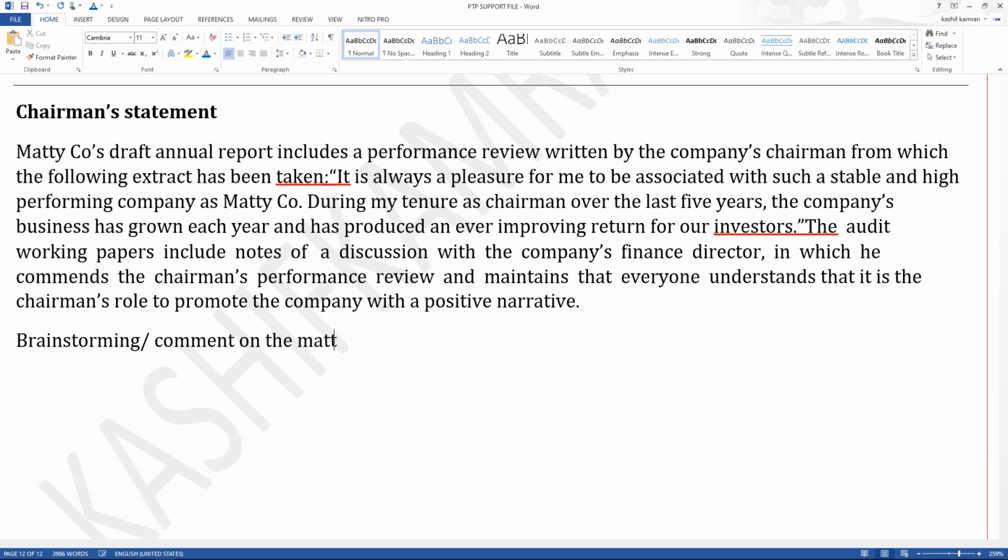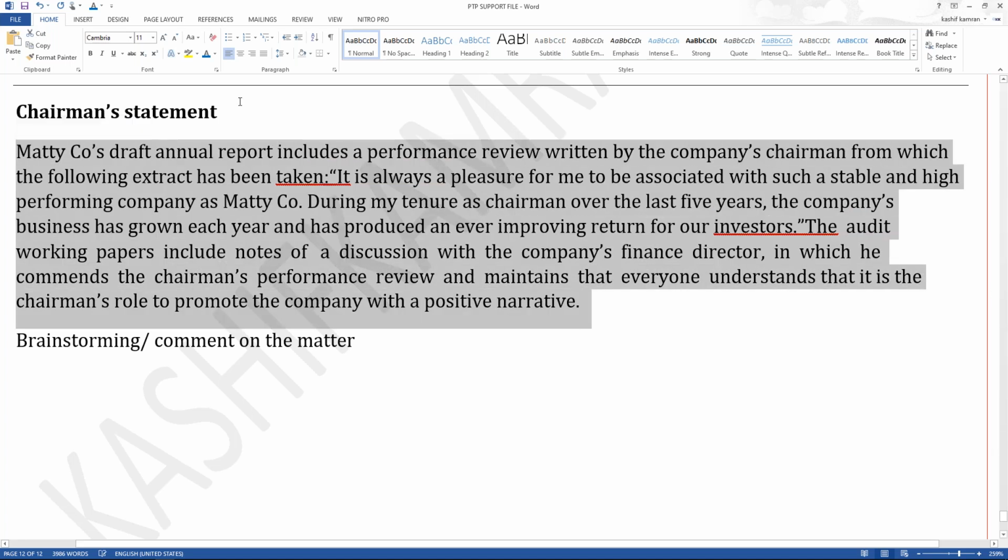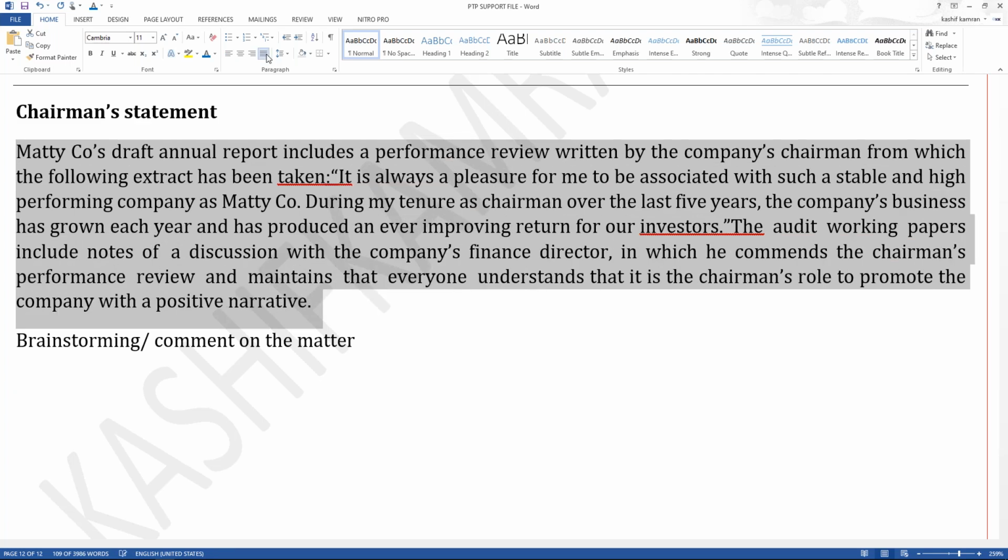Why am I doing the chairman statement? Because it's a non-accounting matter, so you might struggle writing the matters at home. But for the purchase customer list, you can easily write the matters, right? So let's go down to the chairman statement and see what sort of issues we have in the chairman statement.